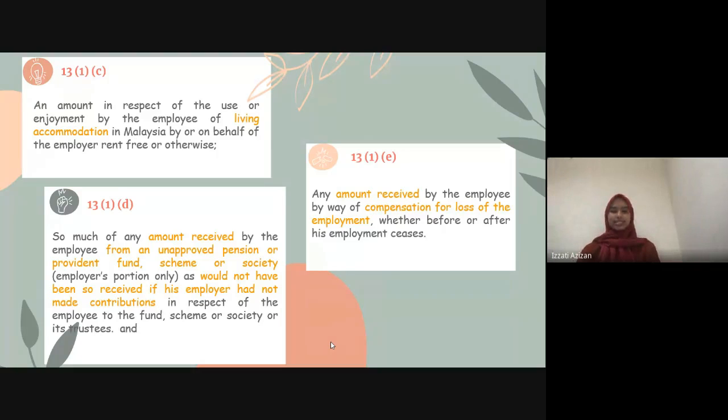Okay, section 13, subsection 1D says that so much of any amount received by the employee from an unapproved pension or provident fund, scheme or society would not have been so received if the employer had not made a contribution in respect of the employee to the fund, scheme or society or its trustee. And section 13, 1E, is an amount received by the employee by way of compensation for loss of employment, whether before or after his employment ceased.